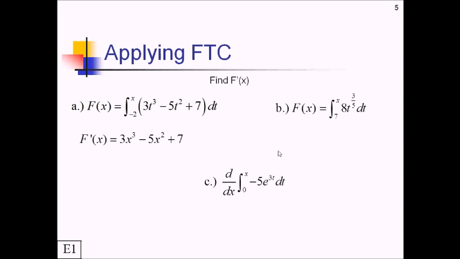All right, let's look at part B. Same deal over here, but now we're going to have 8x to the 3/5. And then finally for part C, this is going to be negative 5e to the 3x. Seems pretty easy, right? Almost too easy.